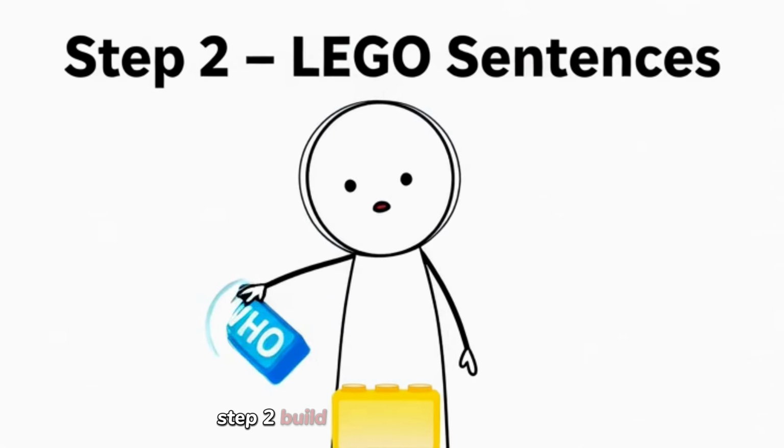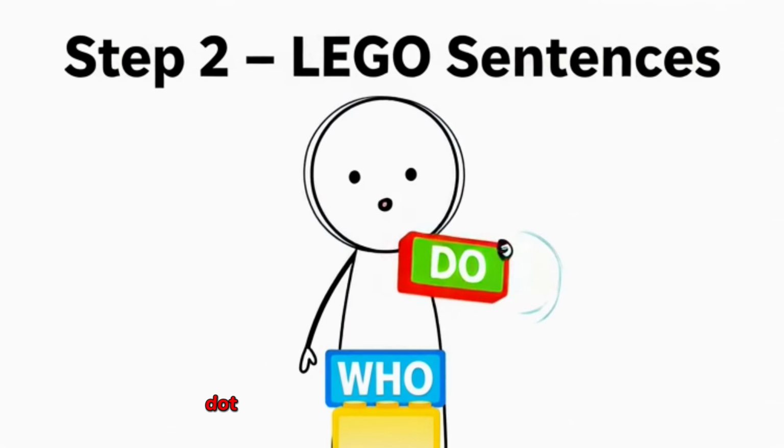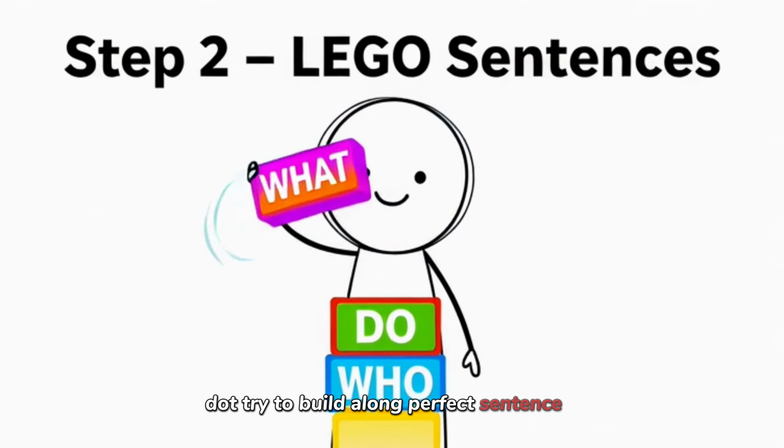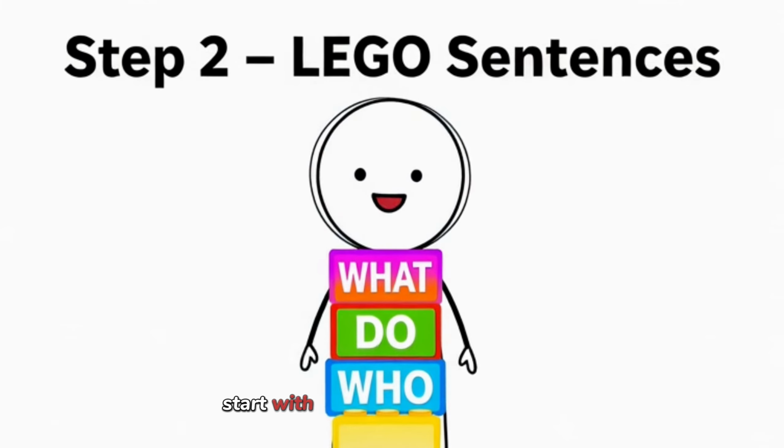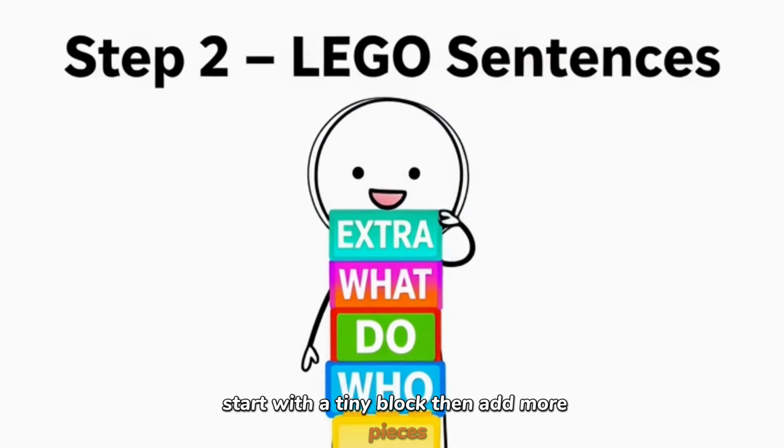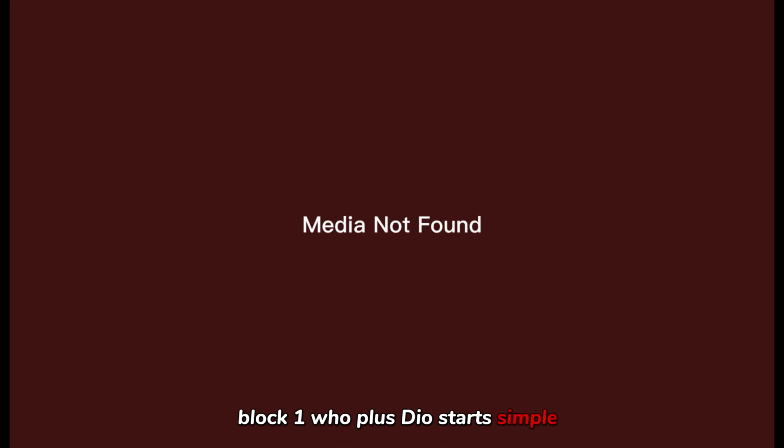Step 2. Build sentences like Lego blocks. Don't try to build a long, perfect sentence in your head in one go. Start with a tiny block, then add more pieces. Let's take an example. Target idea: I'm learning English to get a better job. Block 1. Who plus do. Start simple. I'm learning. Who equals I, do equals am learning.